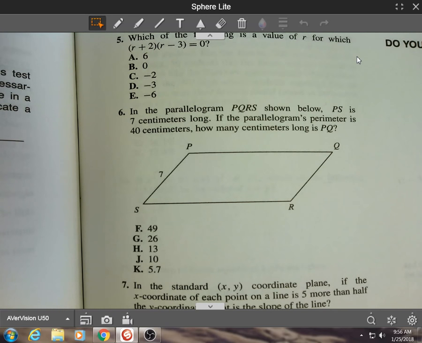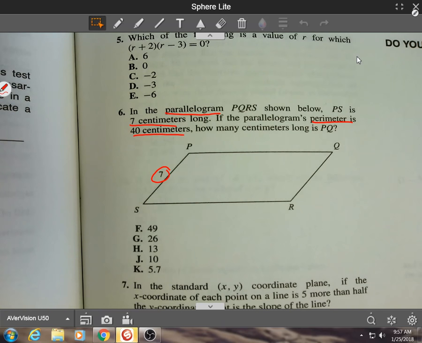Right? So this question says, number 6, in this parallelogram PQRS shown below, PS is 7 centimeters long. If the parallelogram's perimeter is 40 centimeters, how many centimeters long is PQ? All right, so they give you 3 pieces of information that you should recognize right away. The first one, this is a parallelogram. That's hinting at our properties of parallelograms that we've been talking about. The second one is that PS is 7 centimeters long, and they went ahead and drew it on the figure for you. The third thing says the perimeter is 40, right?